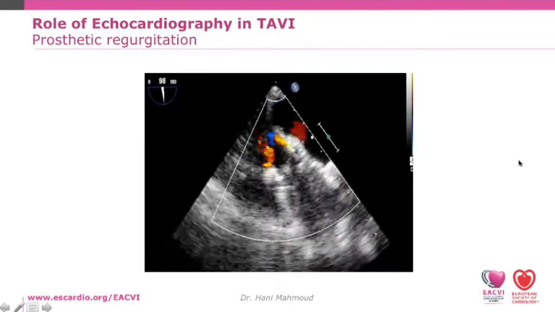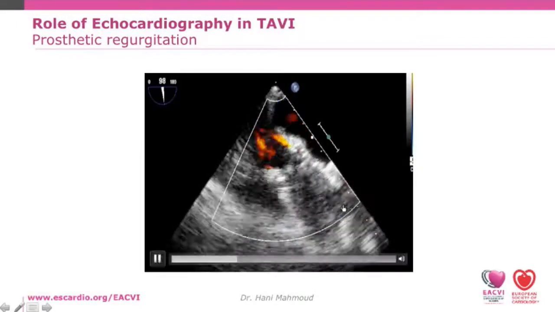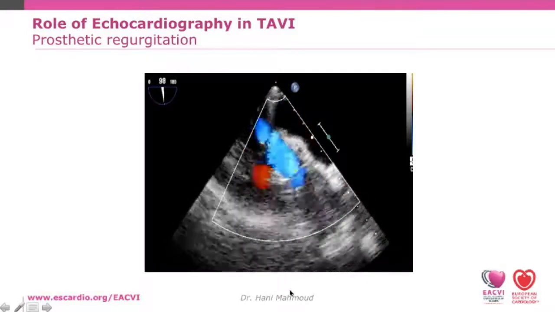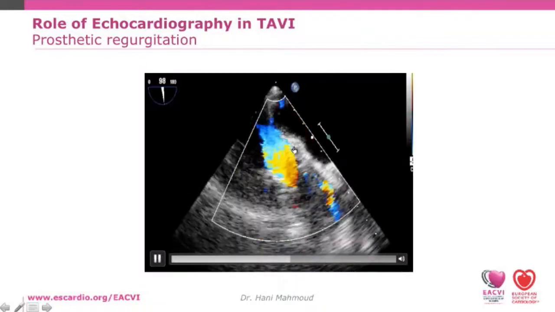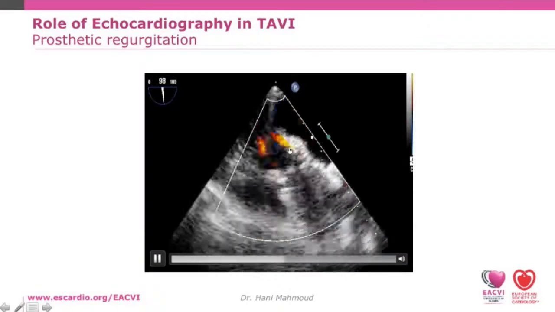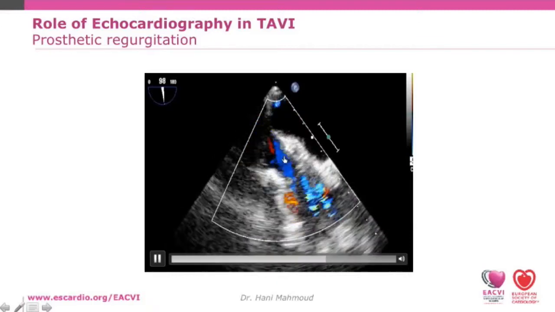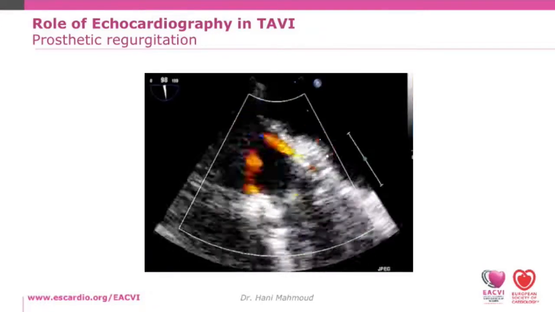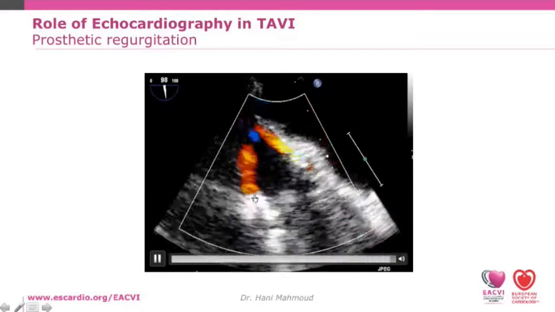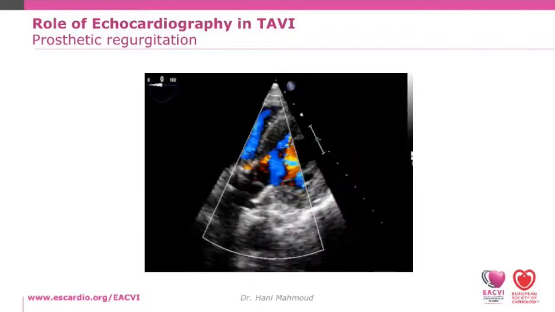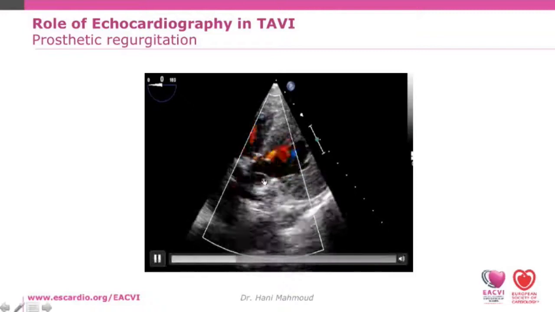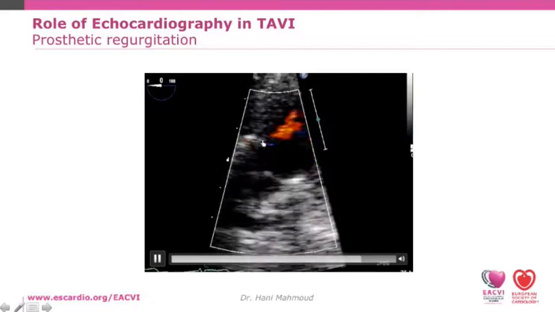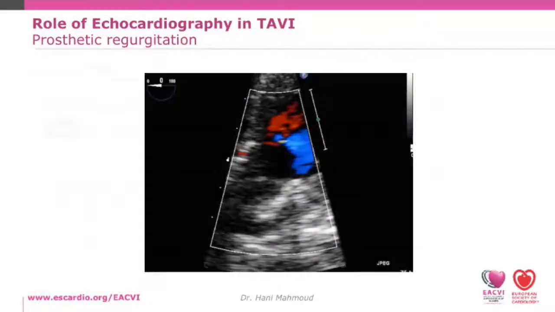In our experience, the transgastric view is a very good view to detect, not to quantify at the beginning, to detect paravalvular regurgitation. Like in this patient, you can notice from below the stent, here you can see two jets of paravalvular regurgitation, but centrally there is no regurg. This is a zoomed view for the same patient. You can notice here the two jets. This is a deep transgastric view. You can see the jet coming nearby the septum here, paravalvular regurgitation.